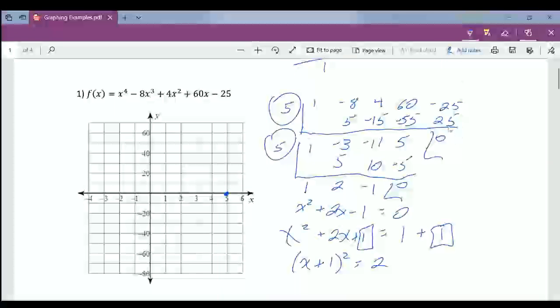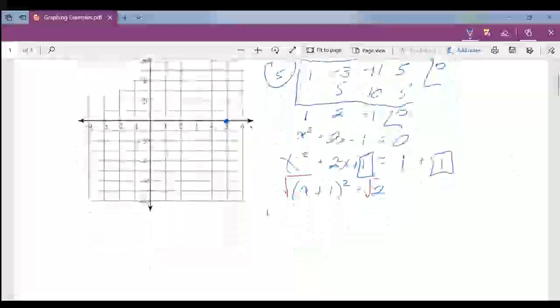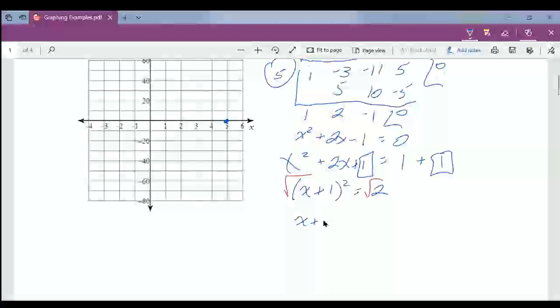We will square root both sides. That leaves us with x plus 1 is the positive and negative square roots of 2. Subtract 1 from both sides. Now I'm going to go ahead and write it separately. So it's going to be negative 1 plus the square root of 2 and negative 1 minus the square root of 2. Now while those are exactly the roots, they're not exactly helpful for us right now.